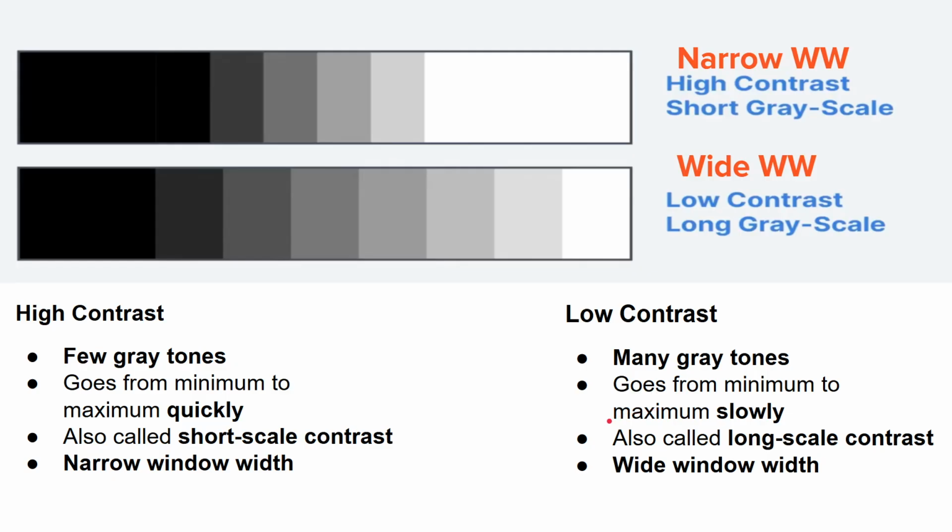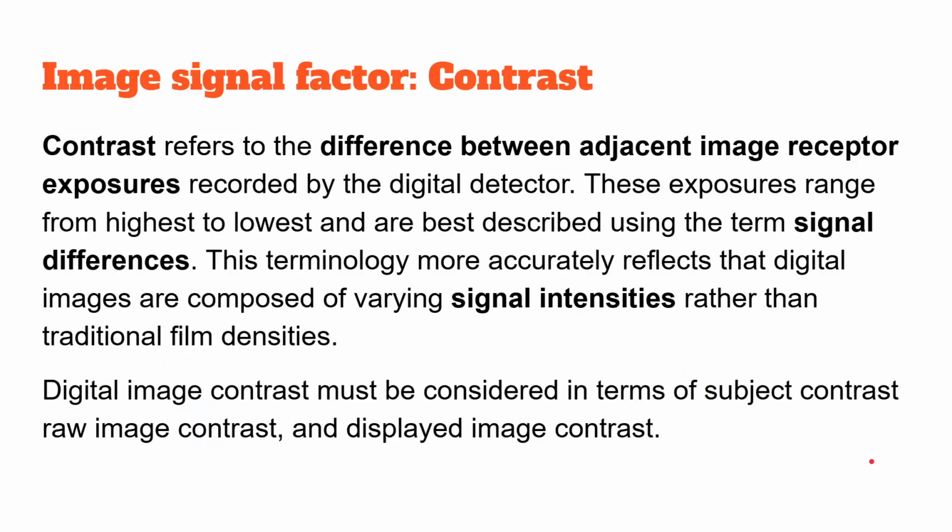It's also called long scale because the scales are longer with low contrast. And there's wide window width. The image signal factor, contrast. Contrast refers to the difference between adjacent image receptor exposures recorded by the digital detector. These exposures range from highest to lowest and are best described using the term signal differences.